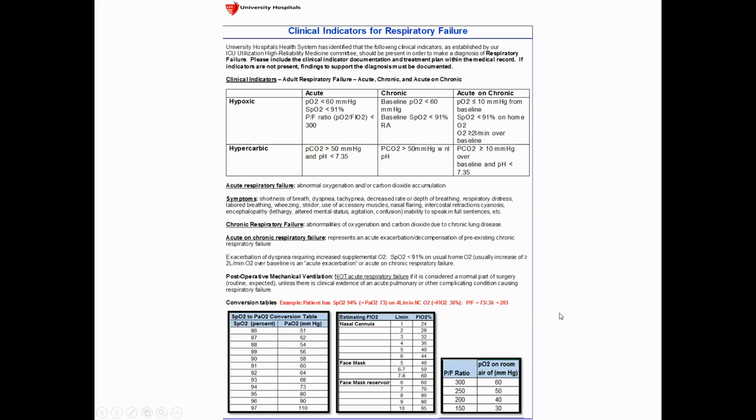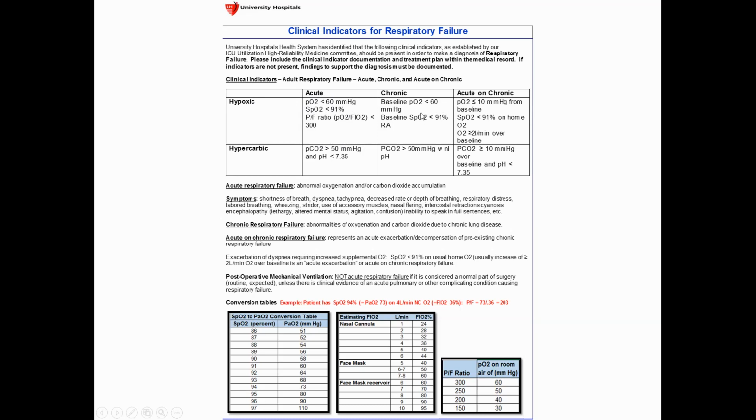This is redundant, I believe, at university hospitals, because when you look at how you define hypoxic respiratory failure, there's a lot of argument about what is the right value. So here we agree that if you're talking about acute hypoxic respiratory failure, you're talking about less than 60 PO2 on room air, or a saturation that's less than 91%. Your PF ratio, PO2 to FiO2 ratio, less than 300.